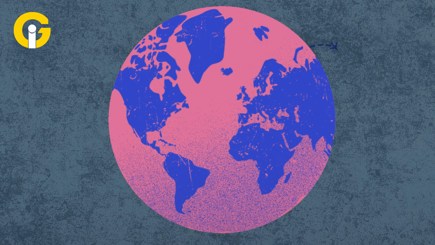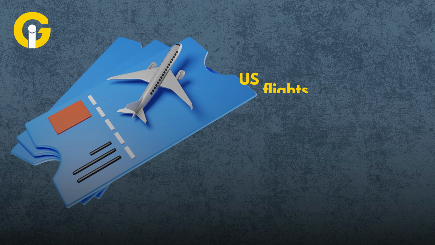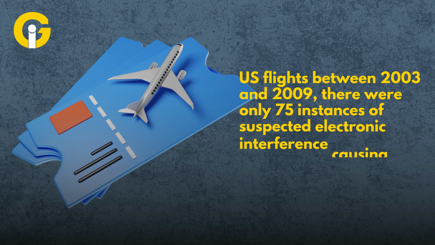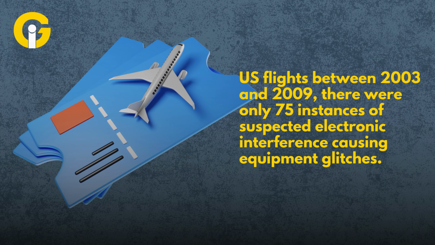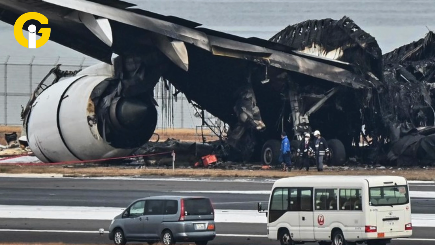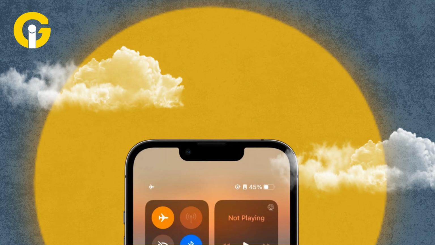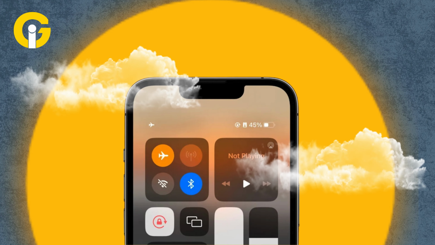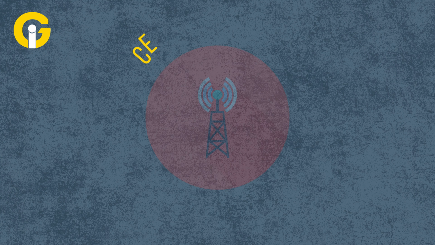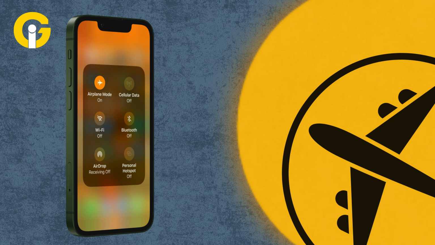According to a CNN report, out of 283,300 US flights between 2003 and 2009, there were only 75 instances of suspected electronic interference causing equipment glitches. To this day, no airline accident has been definitively linked to cell phone use. These airplane mode rules are potentially a holdover from a time when we didn't fully understand the cellular signals coming in. It's essential to enable airplane mode in your phone during a flight as a precautionary measure.